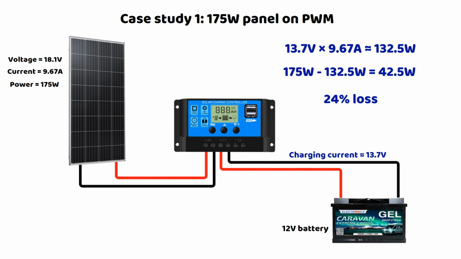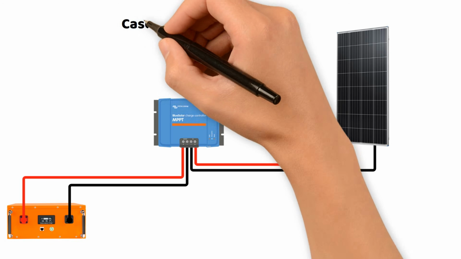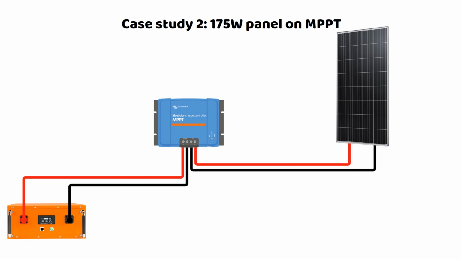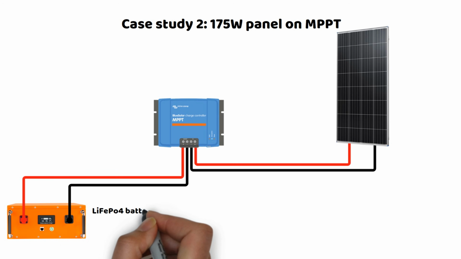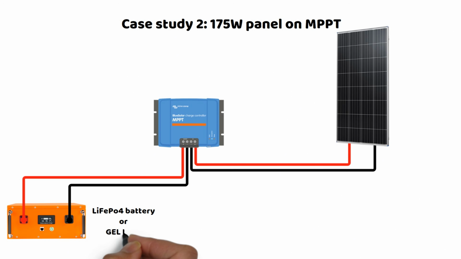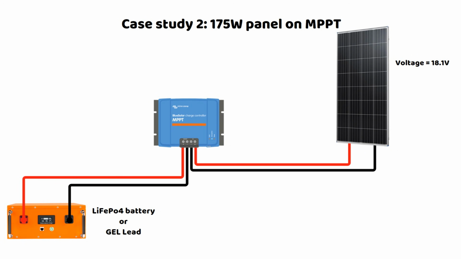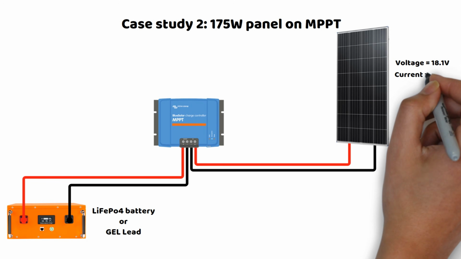Now let's directly compare this simple setup using an MPPT controller while keeping the same solar panel. For the battery, we can stick with a gel lead acid battery, but more importantly, we can switch to a lithium battery, which is not recommended with a PWM controller. The special feature of the MPPT is that it optimizes power conversion by adjusting both the current and the voltage to maximize the recovered energy.